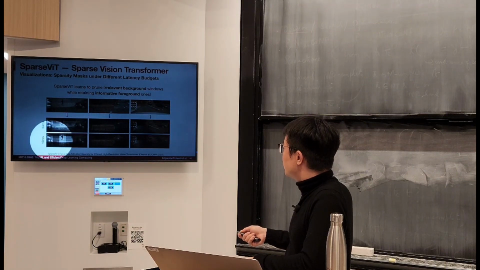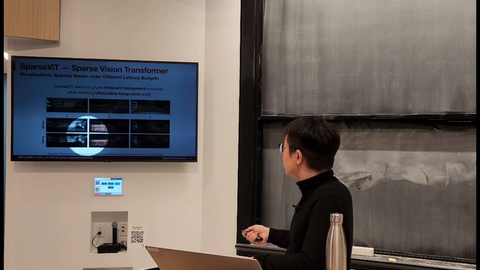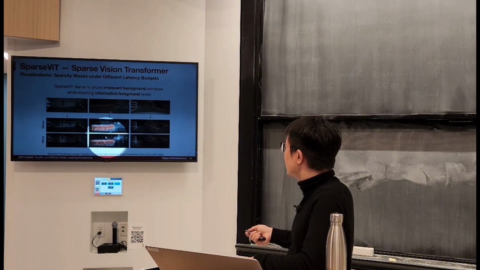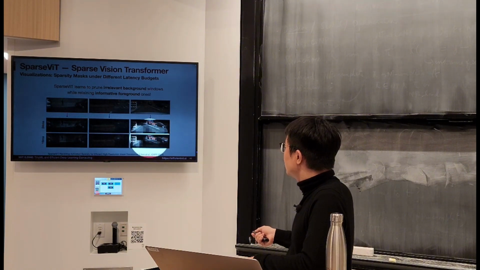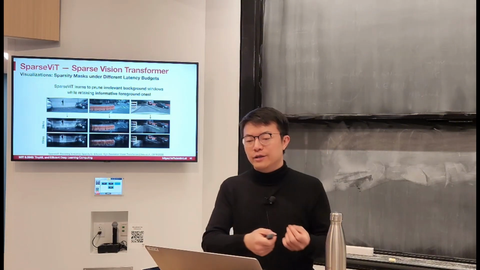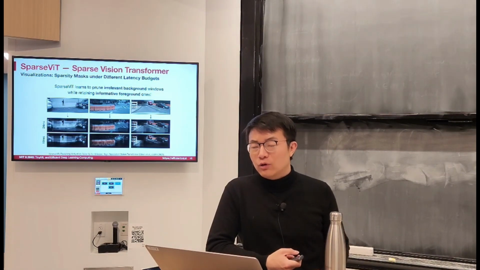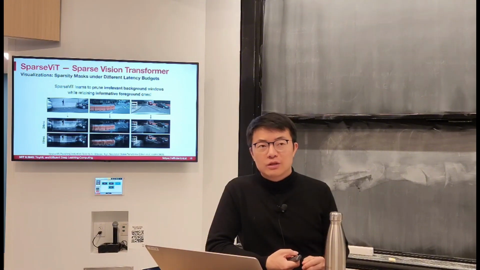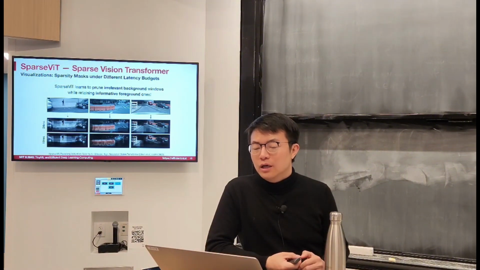The even faster, even smaller model focuses on the person, the car here, the blocker here, rather than the background, which is all dark. Only the car is bright. So it's pruning away those irrelevant background windows and retaining those informative foreground windows.